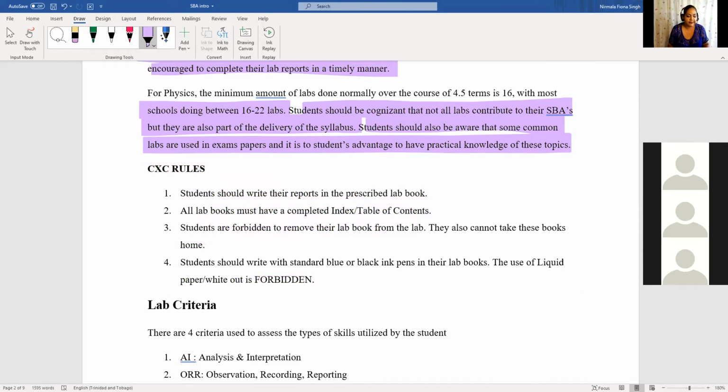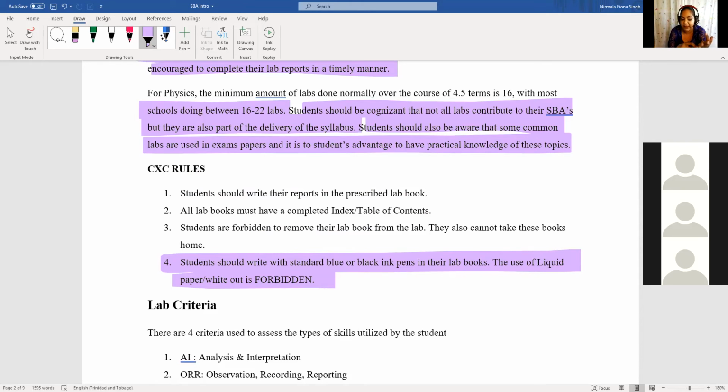And last one, students, you all have to apply. These are rules from CXC. Students should write with standard black or blue pens in their book. Standard blue meaning regular royal blue. Not glitter blue, not light blue, not green blue, not some funky colored, multicolored blue. No, regular standard blue and black ink pens.